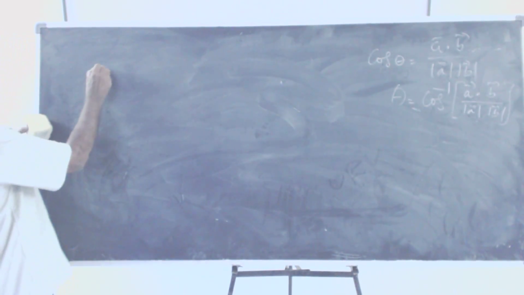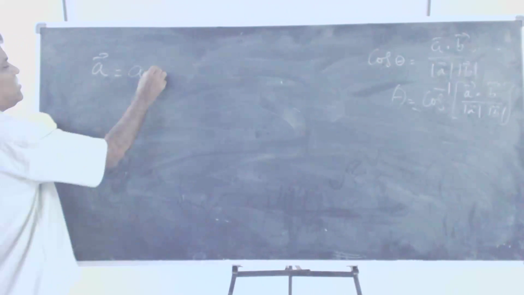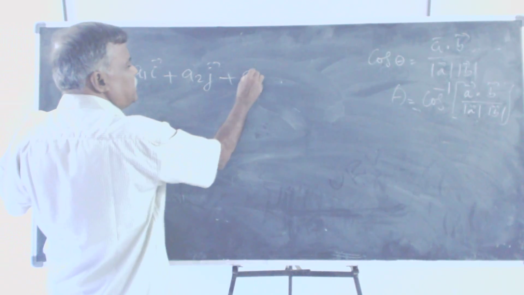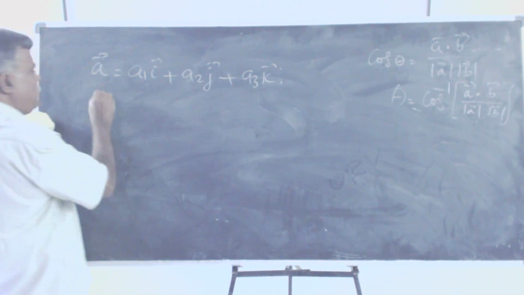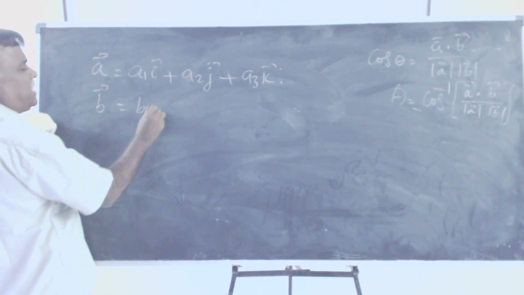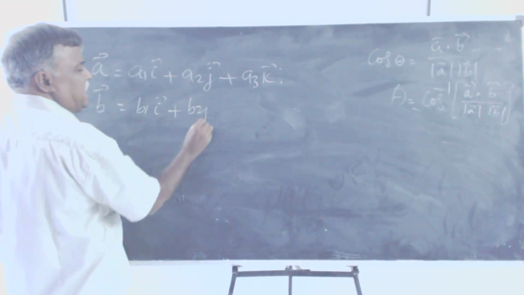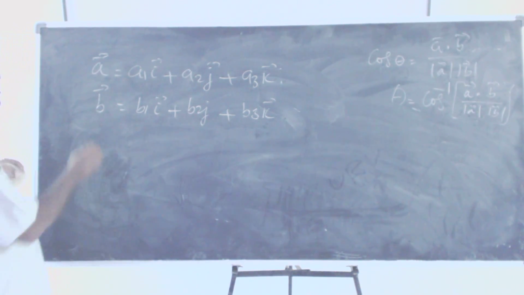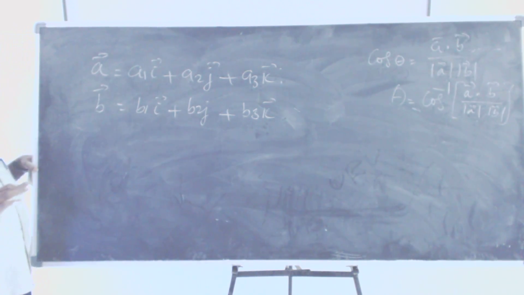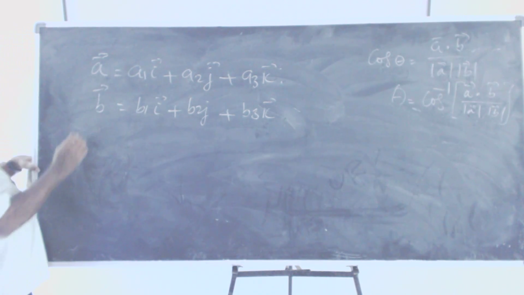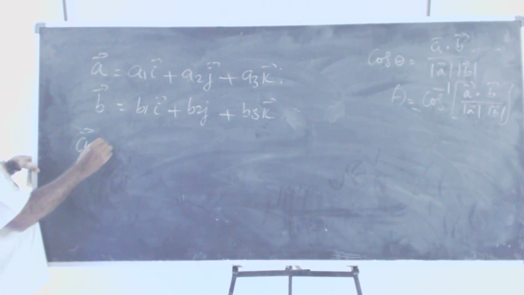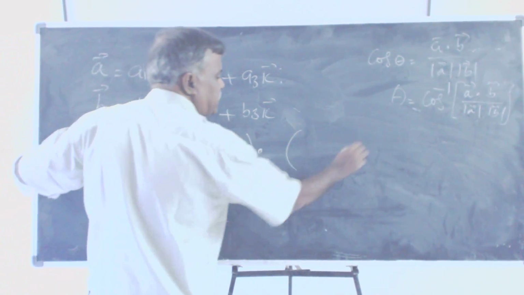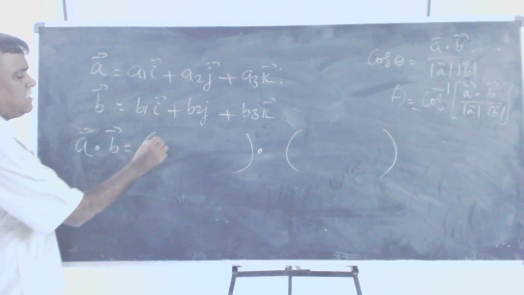Now assume the vector A equal to A1 i plus A2 j plus A3 k, and the vector B equal to B1 i plus B2 j plus B3 k. Now I want to find the value of the dot product. Take A dot B. Look at this very beautiful result.